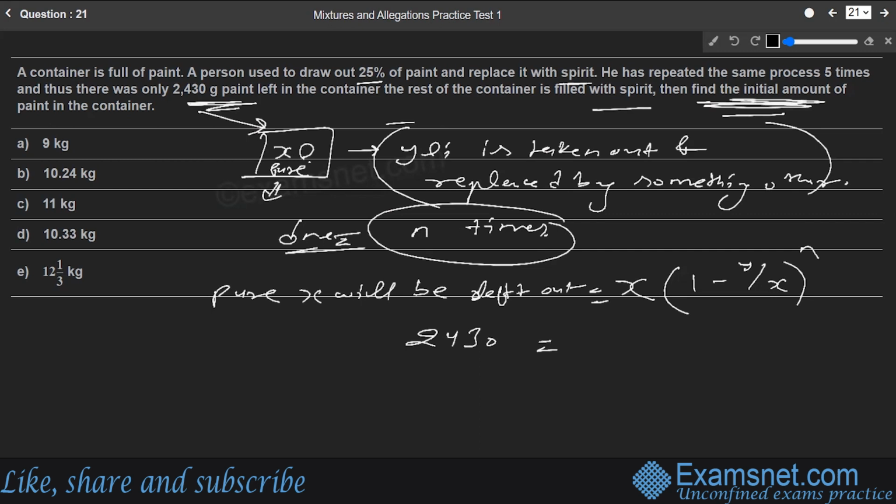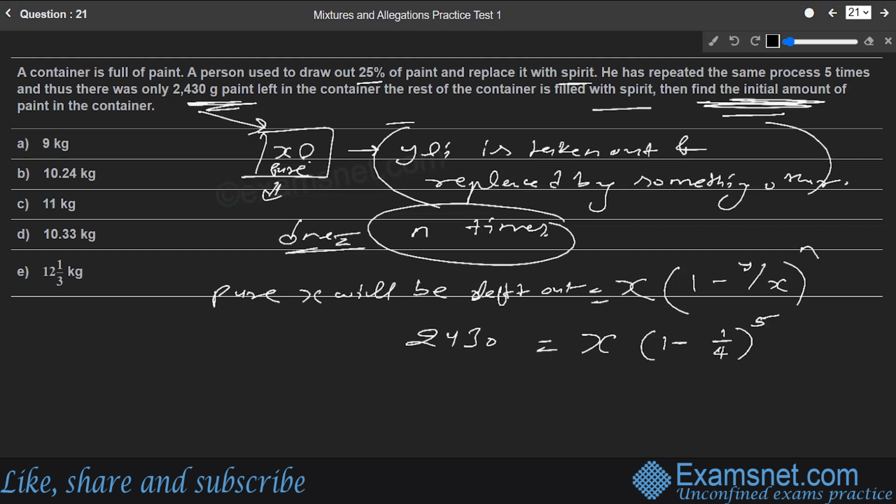Find the initial amount. So let us assume the initial amount to be X only. 1 minus Y over X: how much part has been removed? 25% has been removed. 25% of the original content is always 1 by 4. How many times has the process been done? A total of 5 times. So this is how we can relate the formula.